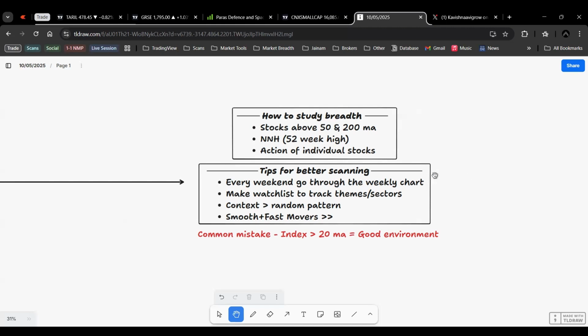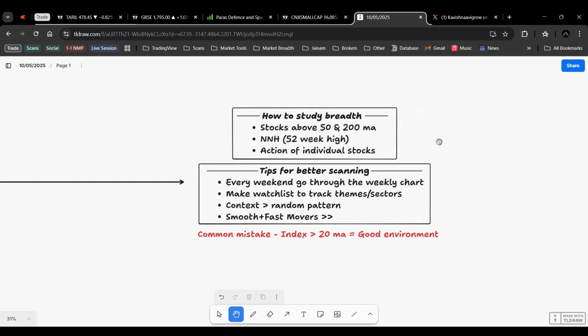Then tips for scanning: go through the weekly charts on the weekend. A list of stocks within the 25% of 52-week high is sufficient to spot winners. All winners do come in this scanner. Then make a watch list and divide that watch list as per theme, sector. If you see multiple stocks of the same sector in your core watch list, add it to your A list, which you will see on a regular day-to-day basis.